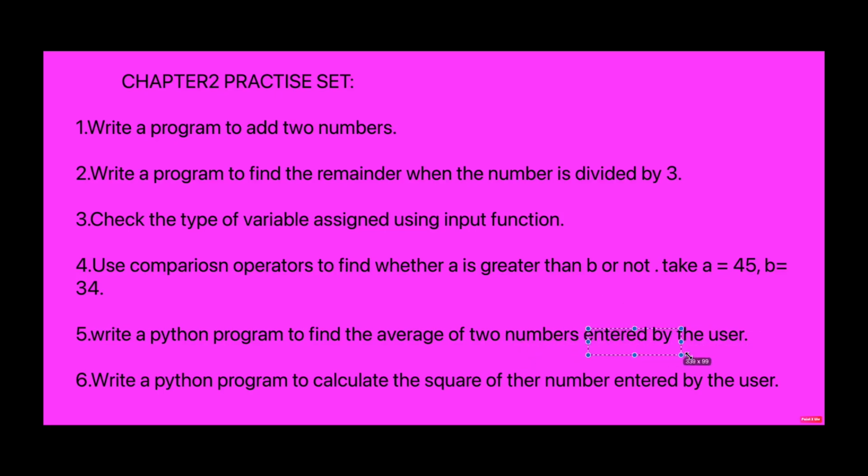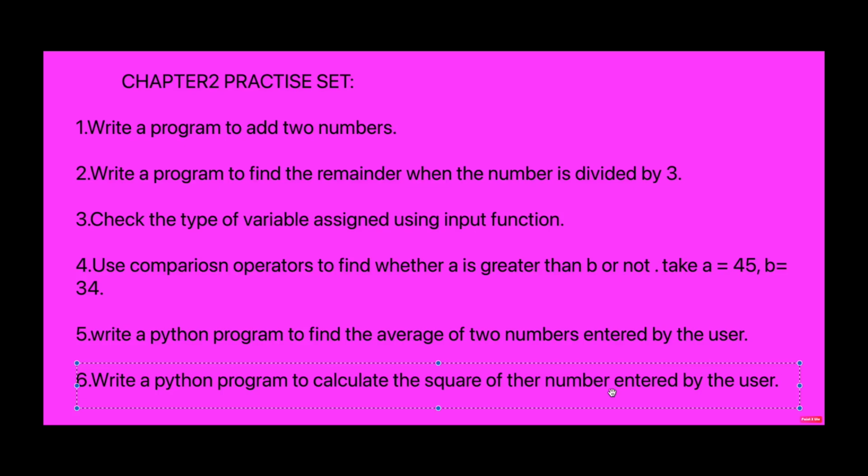Whenever you see "entered by the user", that means you should take input from the user using the input function. Here you need to take two numbers as input, first add them, and then divide by 2 to get the average. Let's see whether you can do it or not. Solve this program and post your answer in our Telegram group and I will check. Our Telegram group link is in the description.